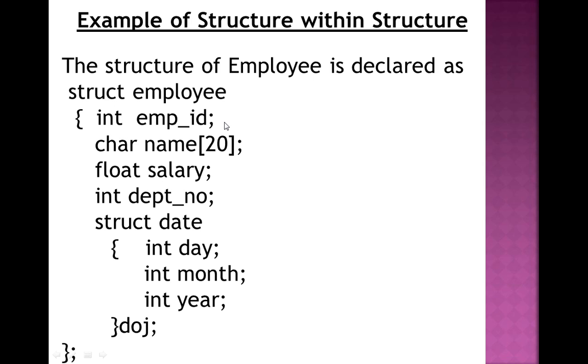This is the structure employee. We can define the structure date within the structure employee. So this is struct employee: ID, name, salary, department number. Then we define struct date, int day, month, year. Then this is the structure variable of the date type, that is the structure variable DOJ, date of joining. Then close with the curly brace.